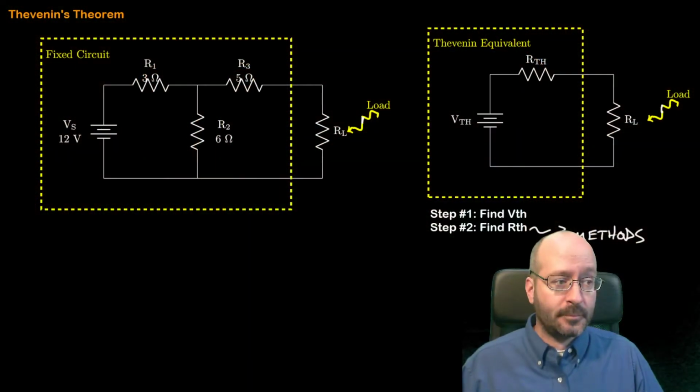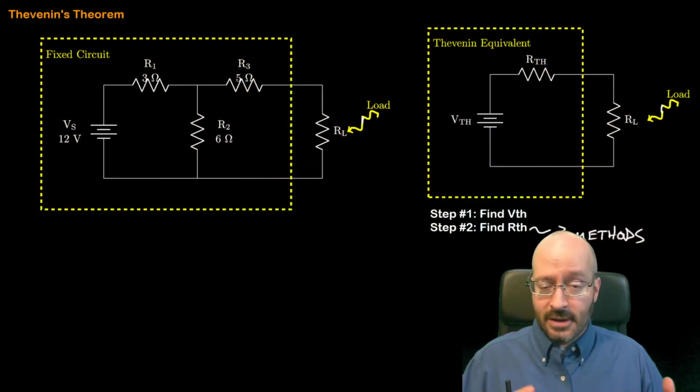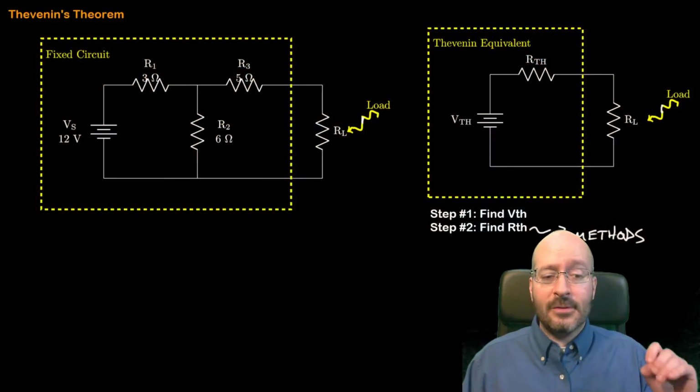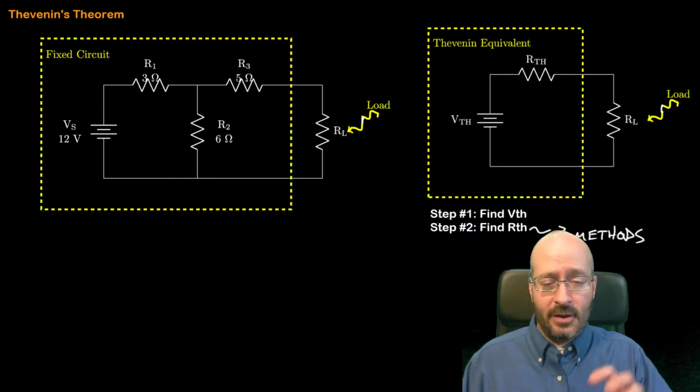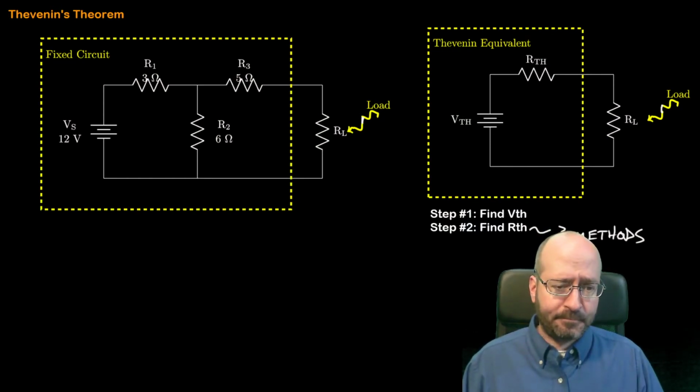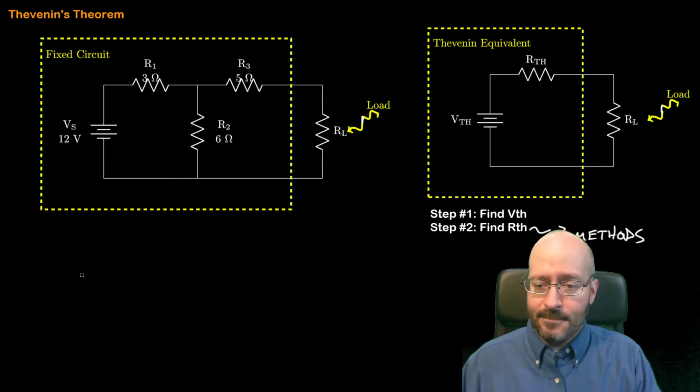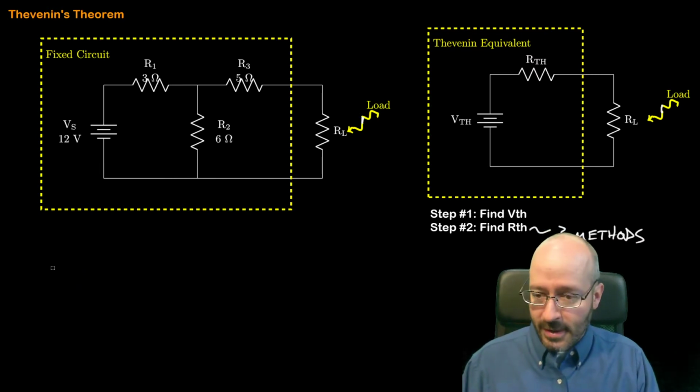Okay, so it's going to be the same problem. Let's go take a look at it. And it looks like this. Okay, so hopefully it feels familiar. We found the Thevenin voltage in the previous video. We found it to be 8 volts. We got to go find the Thevenin resistance. And this is going to be the first of 3 ways.